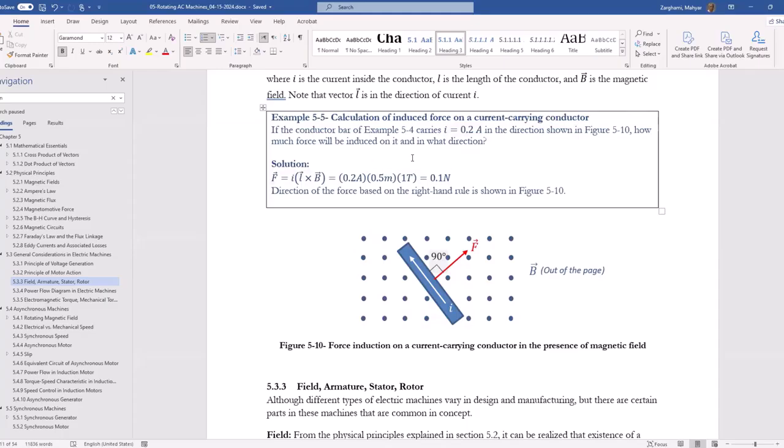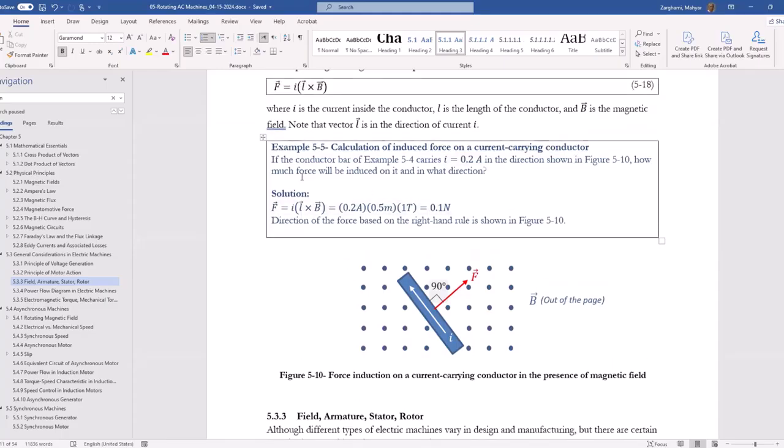Okay, there is another example in here, which is talking about calculation of induced force on a current carrying conductor. In the example that we had before, we have a bar that is carrying 0.2 amps of current in this direction. How much would the force be? So you should find L times B times I. This is your I. This is your L, which is 50 centimeters or 0.5 meters. And this is B in tesla. Since L and B are perpendicular to one another, the sine of the angle between them is sine of 90 degrees, equal to 1. So the induced force would be 0.1 Newton, and the direction would be determined by the right-hand rule, as I just explained.